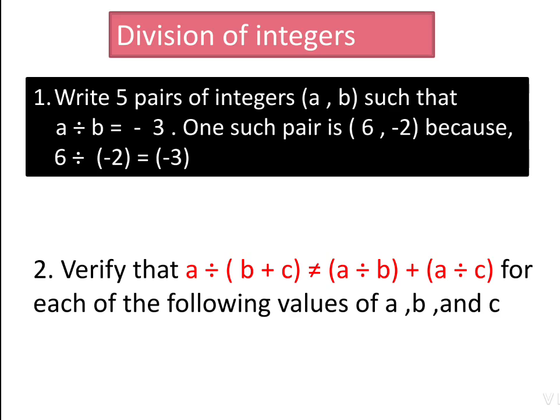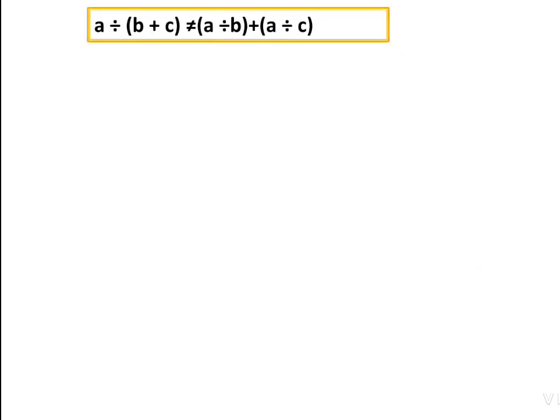Let's see how to do this. This is our given rule: A divided by (B plus C) is not equal to A divided by B plus A divided by C. One similar rule we have already seen: A into (B plus C) equals A into B plus A into C. That is the distributive property, but there it is an equal sign, and here it is a not-equal sign.